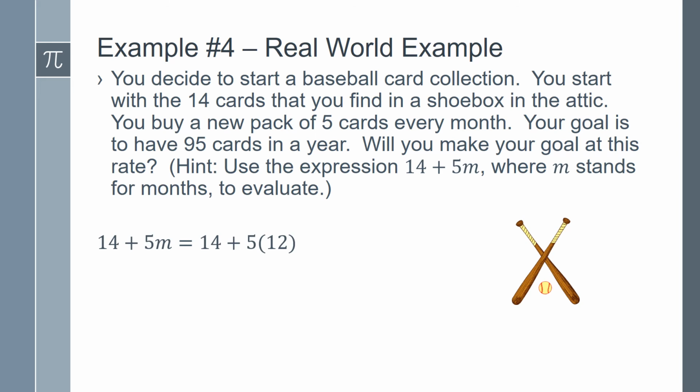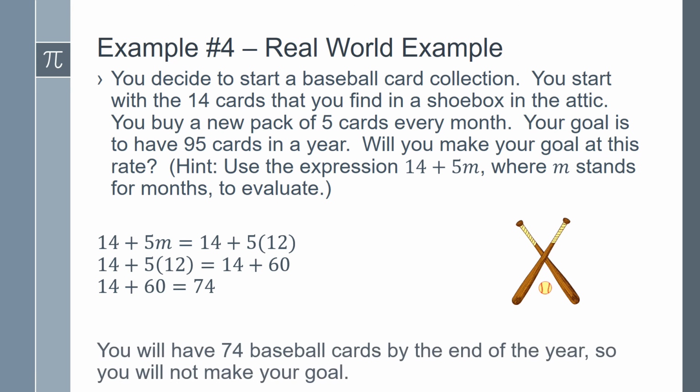So we'll start with the expression 14 plus 5m, and we know that there are 12 months in a year, so we'll substitute that number in for m, and we are left with the expression 14 plus 5 times 12. This equals 14 plus 60, and finally 14 plus 60 equals 74. Notice that we used the order of operations for each step to solve this problem appropriately. You will have 74 baseball cards by the end of the year, so you will not make your goal.